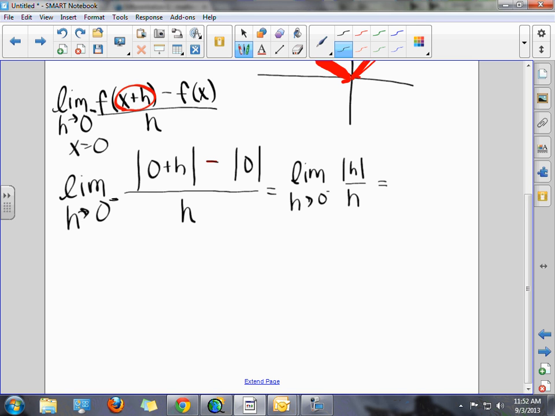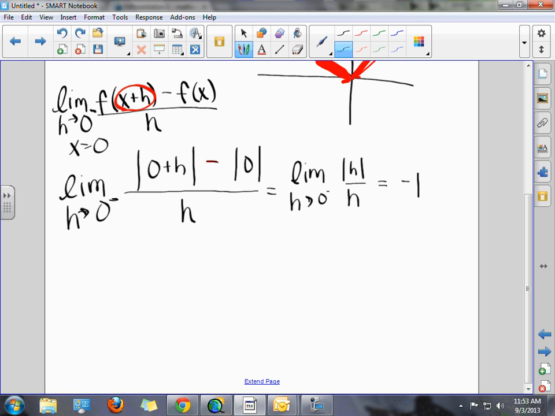And this is going to be equal to negative 1, because as we come from the left, they're all going to be negative values. The top is always going to be positive, but this h on the bottom is going to be negative. They're going to be the same value. So when we divide them by each other, we're going to get 1, but since the top's going to be positive and the bottom's going to be negative, we end up with negative 1.